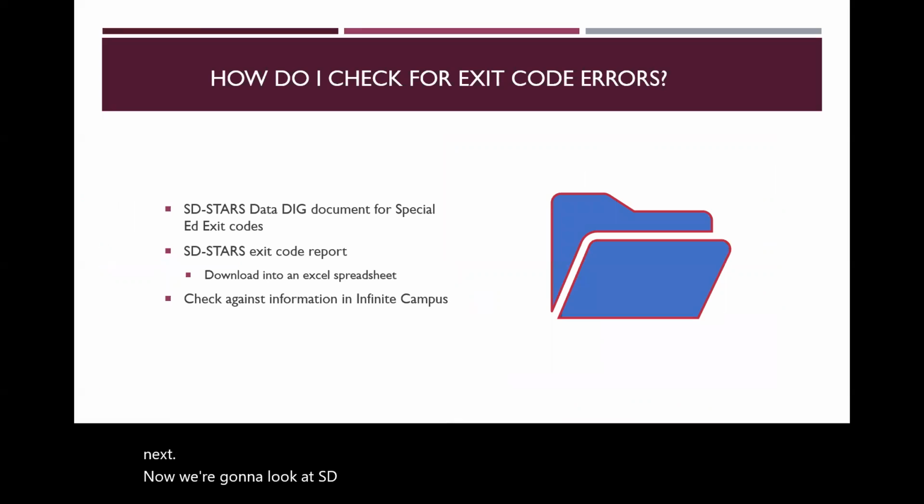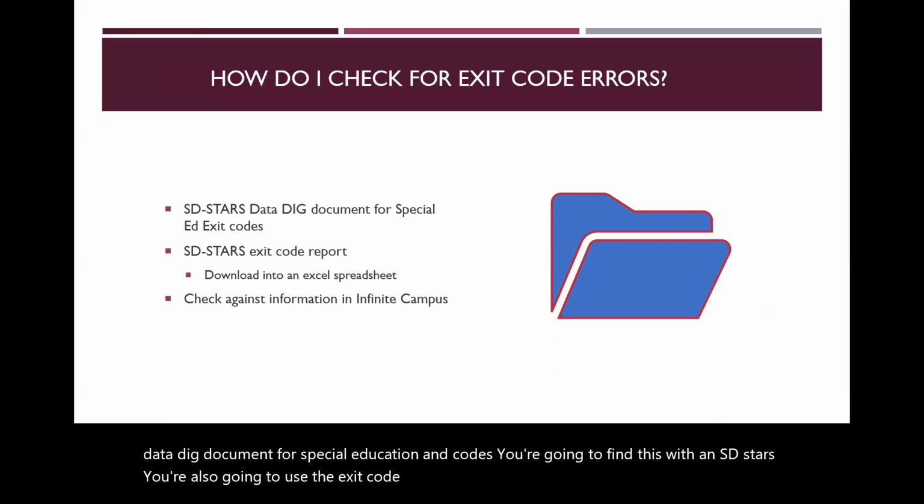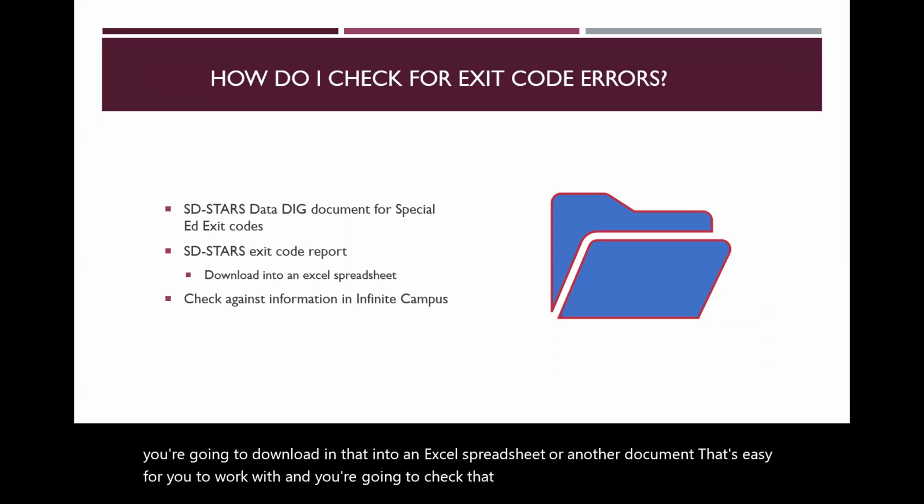Now we're going to look at SD Stars. So how do you check for exit code errors? So the SD Stars data dig document for special education codes, you're going to find this within SD Stars. You're also going to use the exit code report that I'm going to show you how to run. And you're going to download that into an Excel spreadsheet or another document that's easy for you to work with. And you're going to check that information against Infinite Campus.